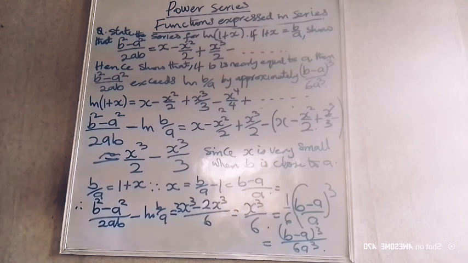So you can see that the difference between b squared minus a squared over 2ab and ln b over a is approximately b minus a all cubed over 6a cubed, because x is very small. That is, the difference between b and a is very, very small.